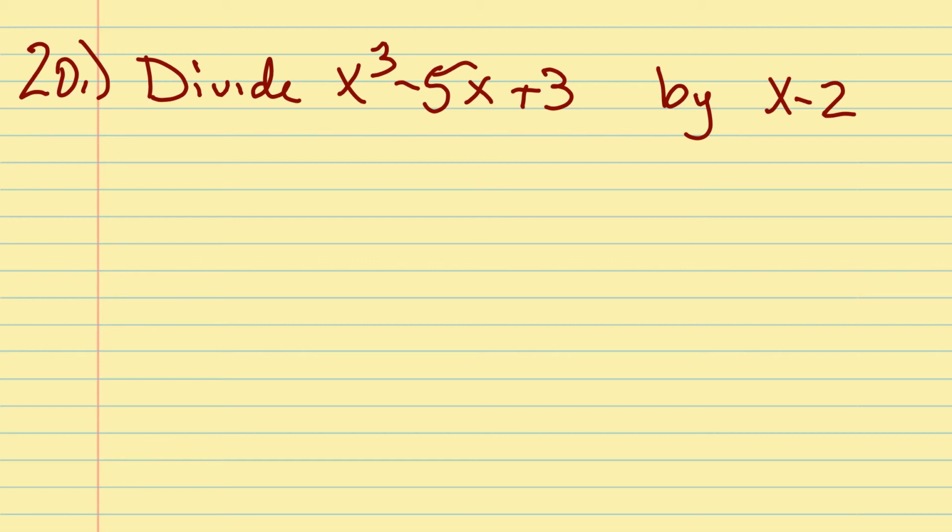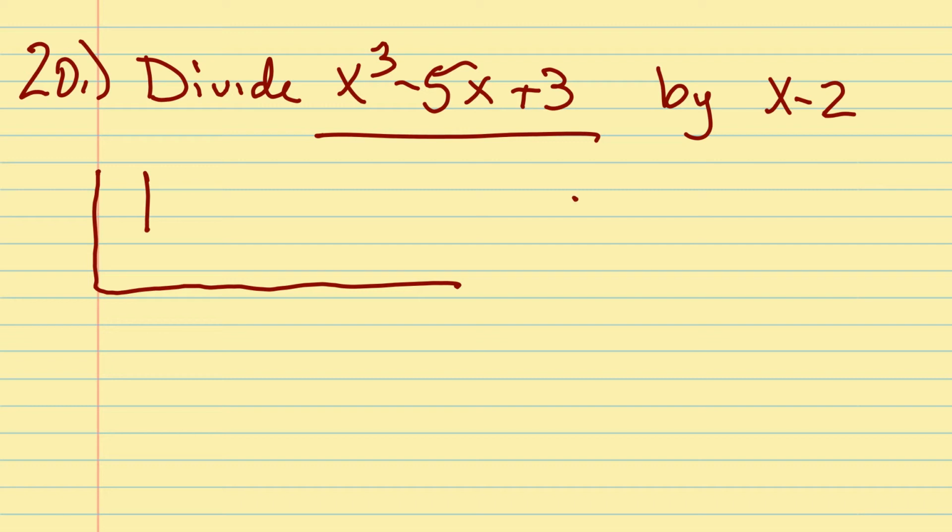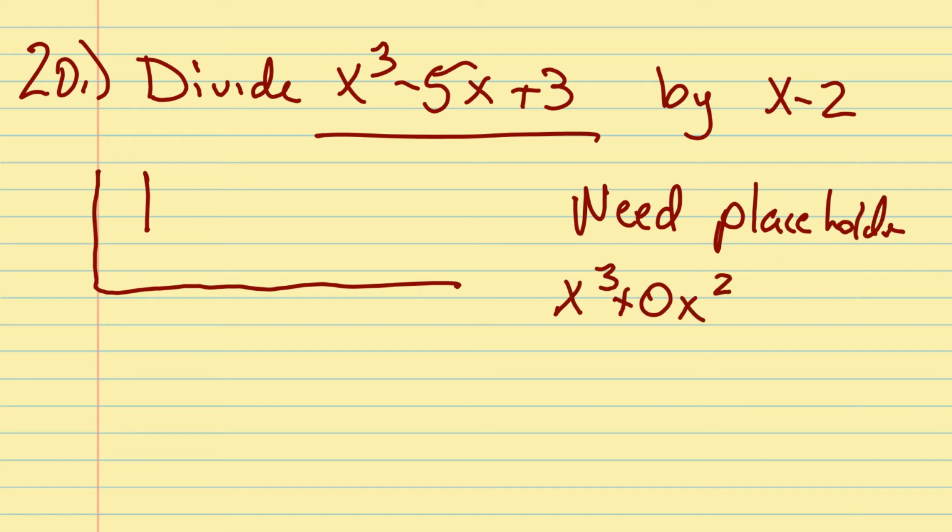Alright, 20 says that the book made a mistake on purpose, and you're going to find that mistake. So the easiest way for me to find that is I just do this problem without even looking at what the book has, and then I'm going to compare my answers and see where we're different. So I start with x cubed inside my box. Now remember, you need a placeholder because you can't count down. I have x cubed, but I don't have an x squared. I have minus 5x plus 3, so I put 1, 0, minus 5, and 3.